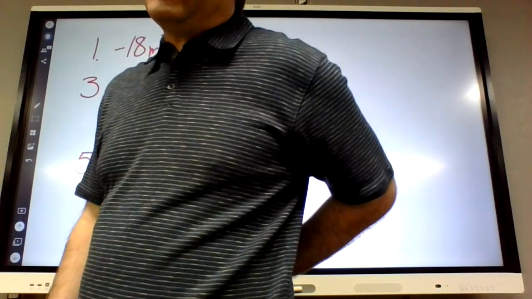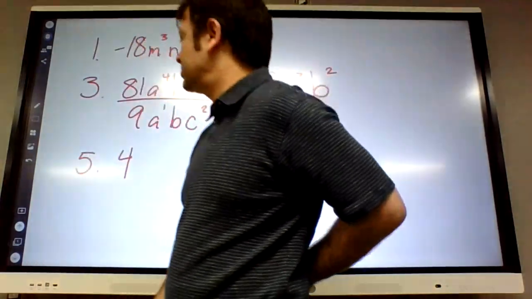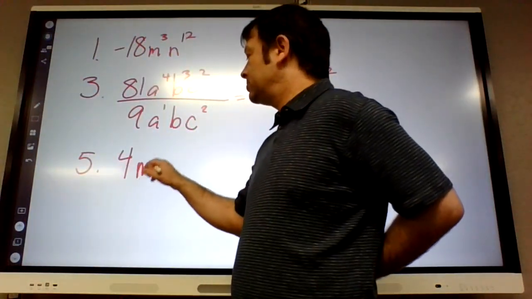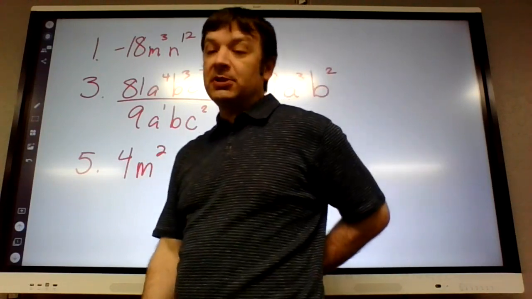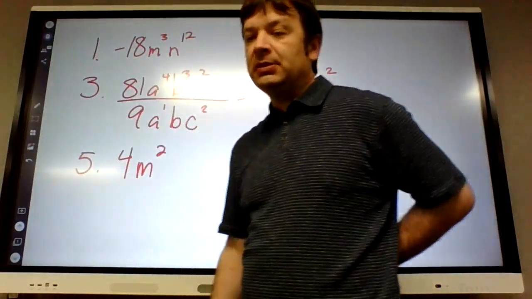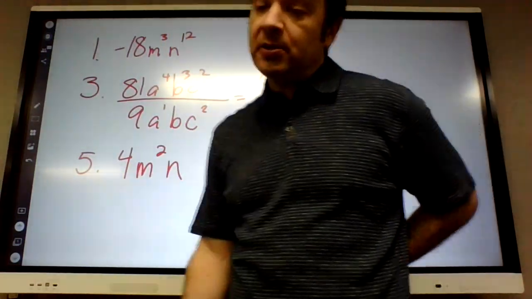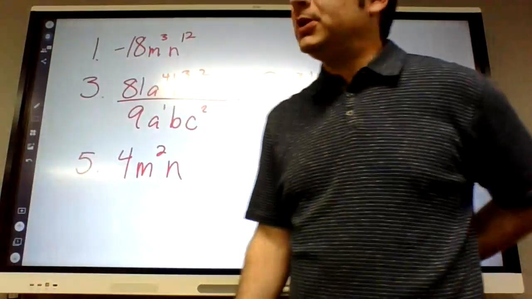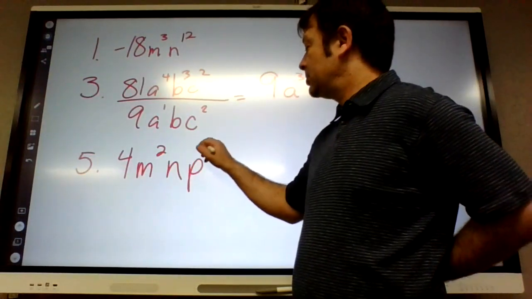M to the 4th divided by m to the 2nd? M to the 2nd, so she's just subtracting the exponents. N to the 2nd divided by n? Just n. And then p to the 5th divided by p? P to the 4th.